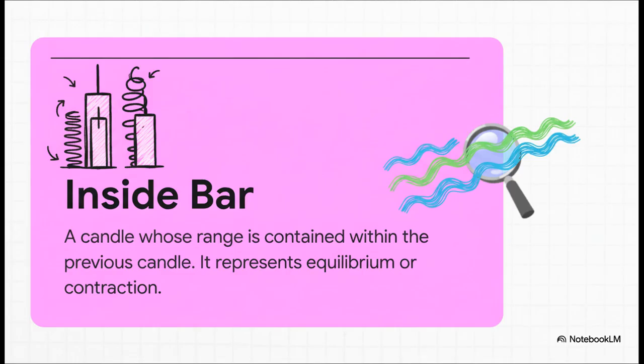A perfect example of one of these signals is the inside bar. You can see it right here. The entire range of one candle, its high and its low, fits completely inside the range of the candle before it. Just think of it like the market taking a quick pause, coiling up like a spring before it makes its next big move. It's a signal of equilibrium.